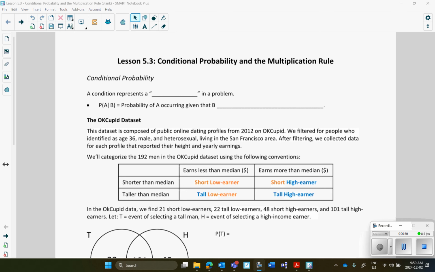So now what we're going to talk about is how do we find the probability of something happening and something else happening. Not just or, but and now. But before that, in order to know that, we have to talk about conditional probability. And when you talk about a condition, you're talking about the word given.